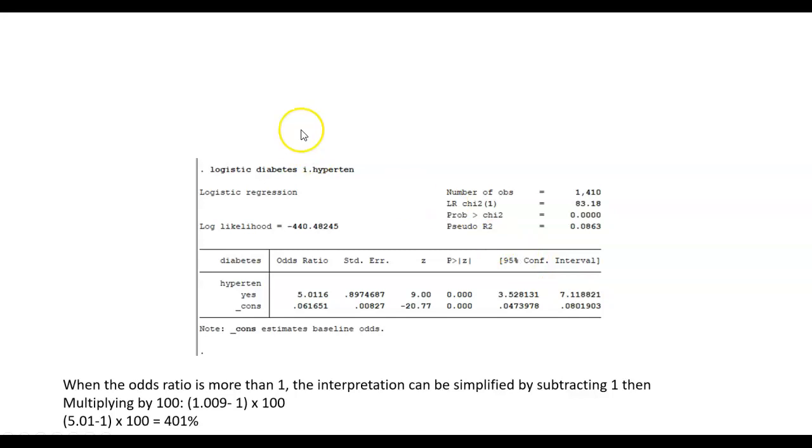So we're trying to predict whether or not someone has diabetes based on whether or not they were told they have hypertension. So in this case, we look at the model. Is it significant? Yes, it's significant. And we see that our odds ratio is 5.01. So in this case, we're doing 5.01 minus 1 times 100. So there's a 401% increase in the probability of having diabetes if you're told that you have hypertension. And this makes sense because usually comorbidities operate together. So if you have hypertension, the odds of you having diabetes is also higher.